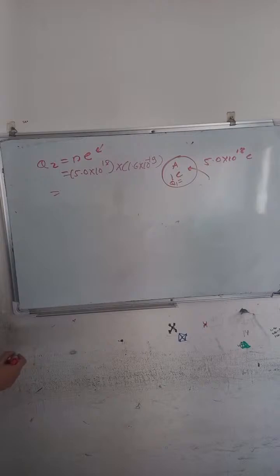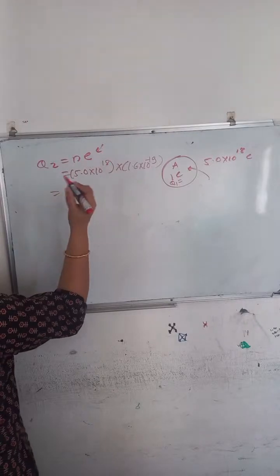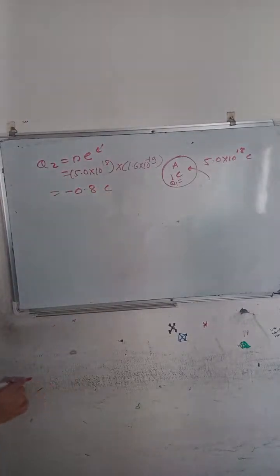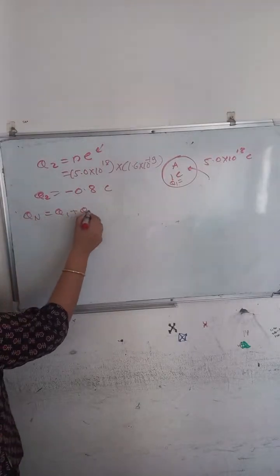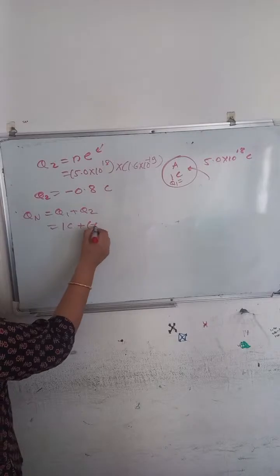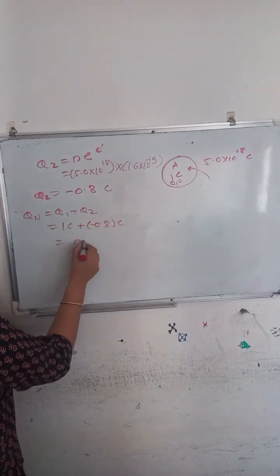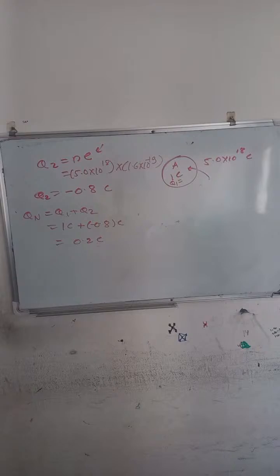So substitute: 5 times 1.6 is 8, and with the minus sign, 0.8 coulomb, minus 0.8 coulomb is Q2. They are asking the net charge. Q net is nothing but Q1 plus Q2. Q1 is 1 coulomb and Q2 is minus 0.8 coulomb, so we have 0.2 coulomb of charge. So option D is the correct option. Can you get this? Option D is the correct option over here.